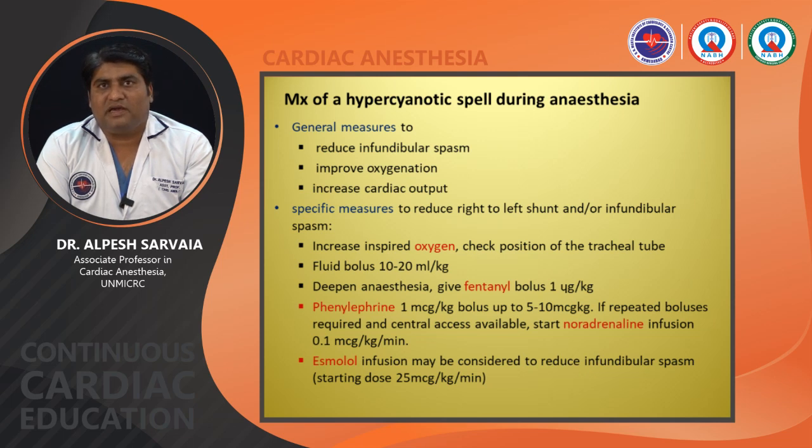Fentanyl 1 mcg per kg. Phenylephrine can be used, 1 mcg per kg bolus, up to 5 to 10 mcg per kg given. If repeated boluses are required and central access is available, then start the noradrenaline infusion at the rate of 0.1 mcg per kg per minute. Esmolol infusion may be considered to reduce the infundibular spasm, and the dose is 25 microgram per kg per minute as the starting dose.